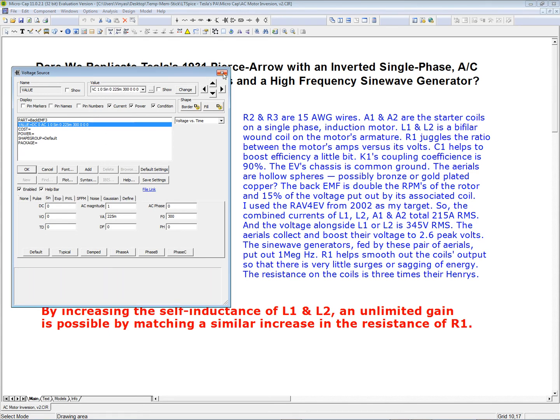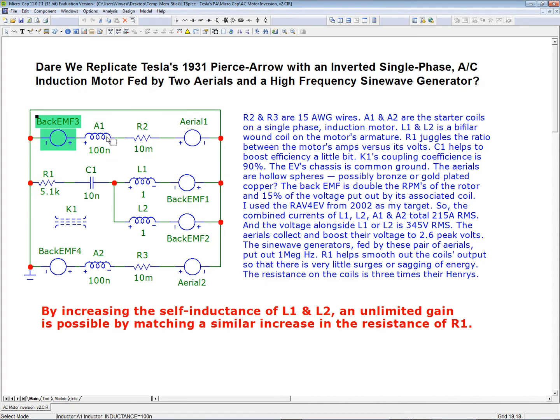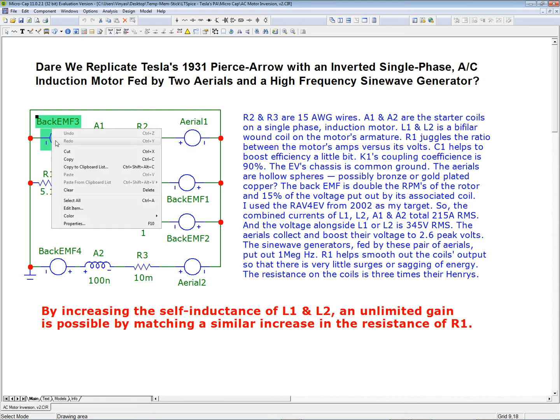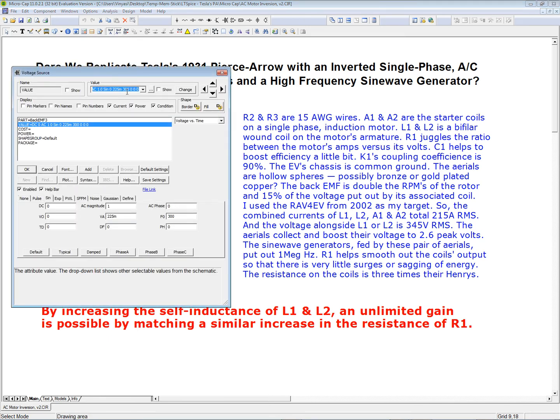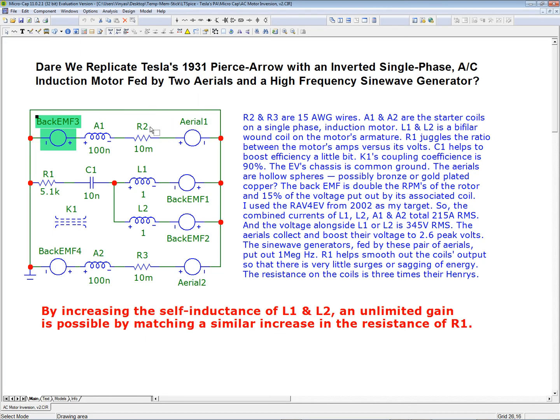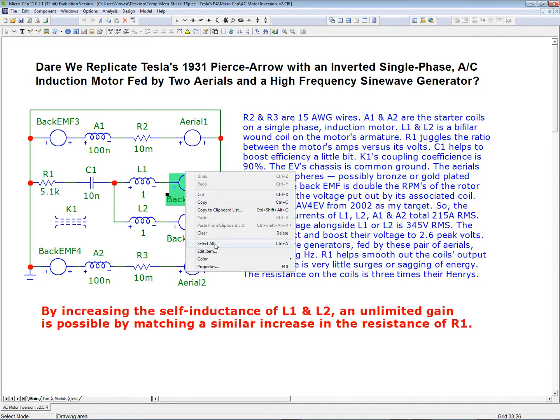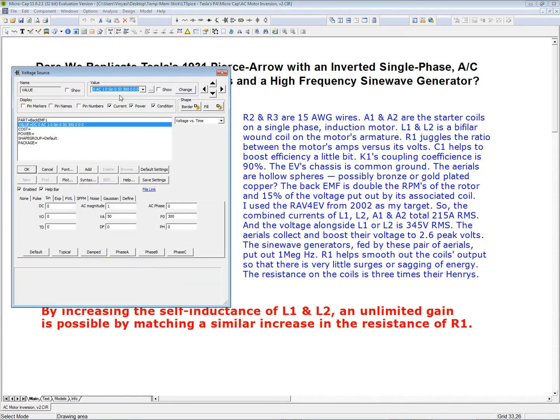235 millivolts. So the back EMF adjoining the A1 and the A2 coil is 225 millivolts of back EMF. That's 15% of the voltage passing through this coil. Now, the back EMF on the large 1 Henry coils, the bifilar winding, I think that was 60 volts. No, 50.